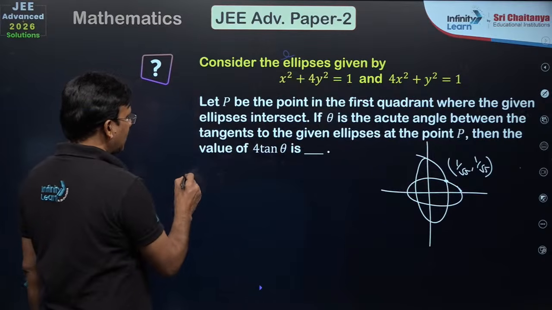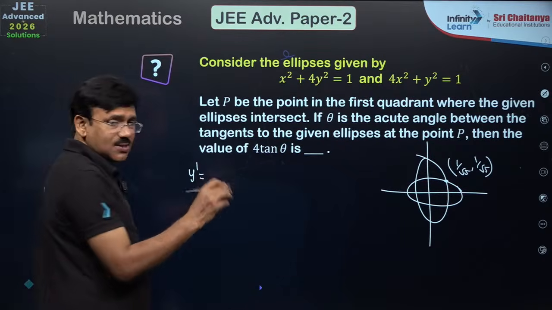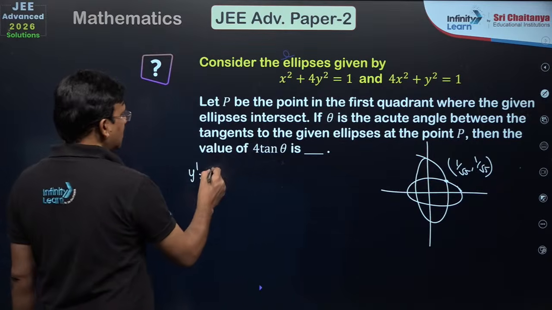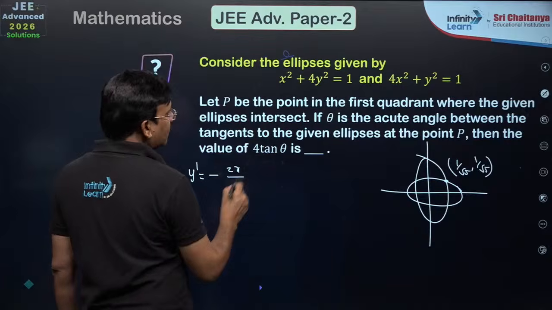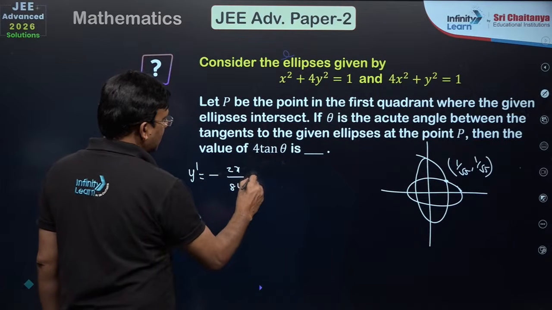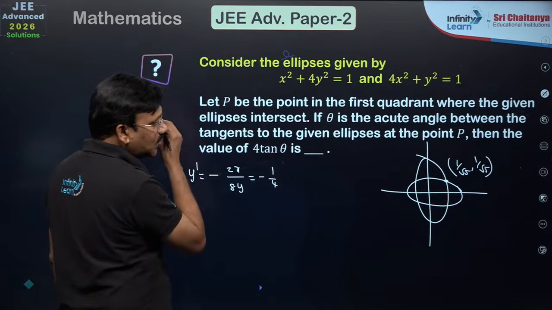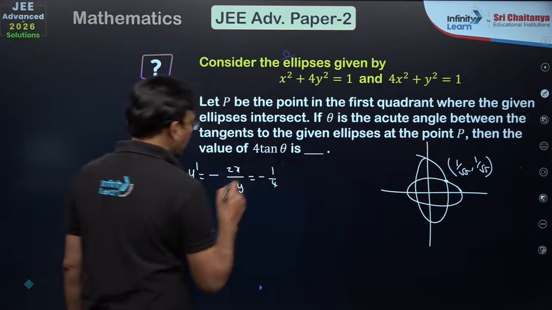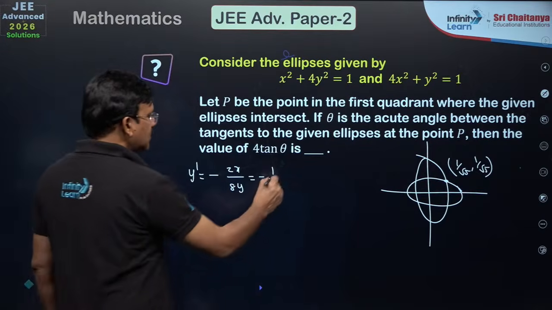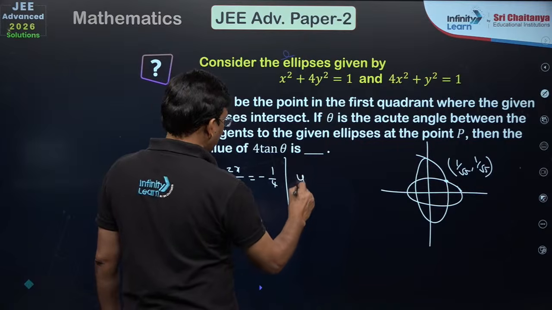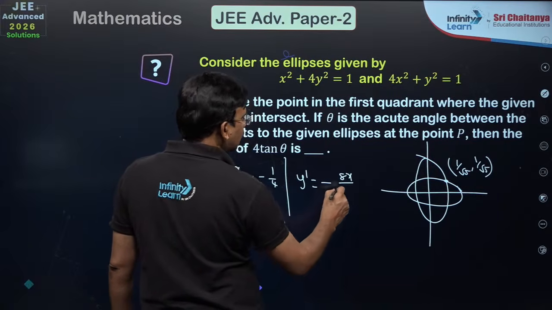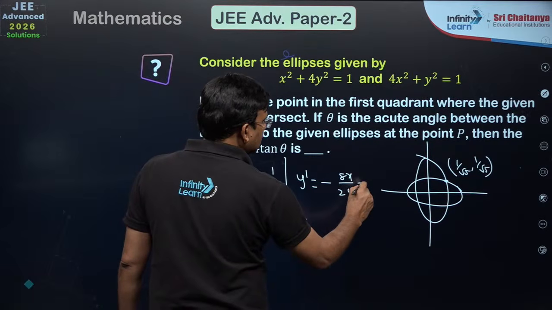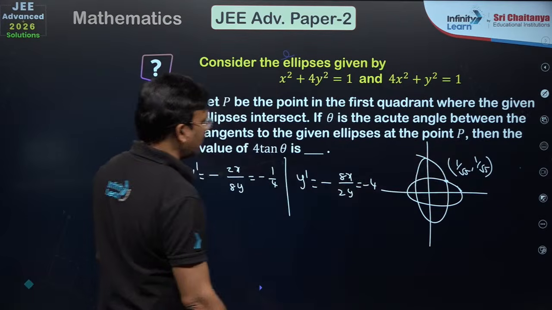For the first curve, derivative y dash, by implicit differentiation, is minus dou f by dou x over dou f by dou y, which is 8y, which is minus 1 by 4 into, by symmetry x is equal to y, this is the tangent slope. Similarly, for the second curve y dash is minus dou f by dou x over dou f by dou y, which, with x is equal to y here, is minus 4.